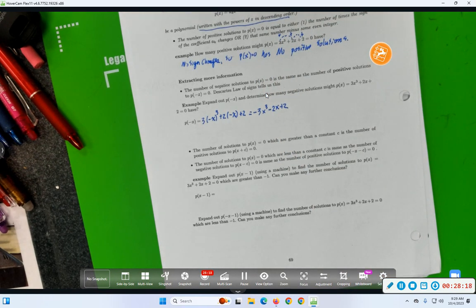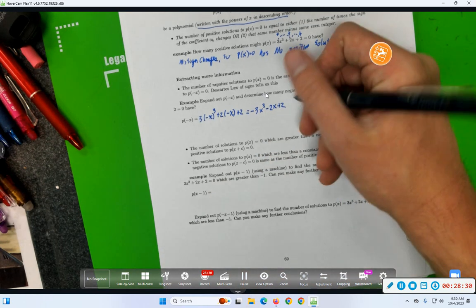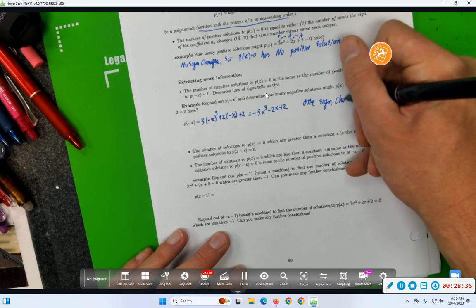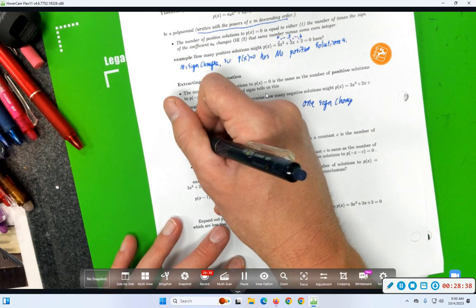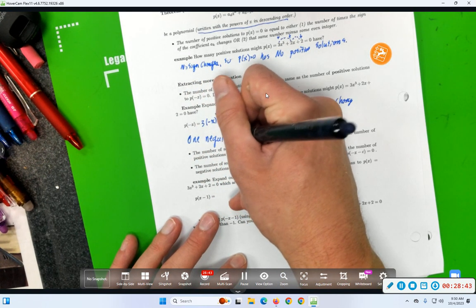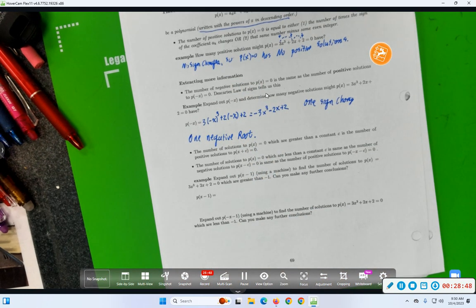How many times does the coefficient change? Just the once. It goes negative to negative, that's not a sign change. Negative to positive, there's a sign change. 1 sign change. So, there is 1 negative root. Cool. And you can do more than just that with this.